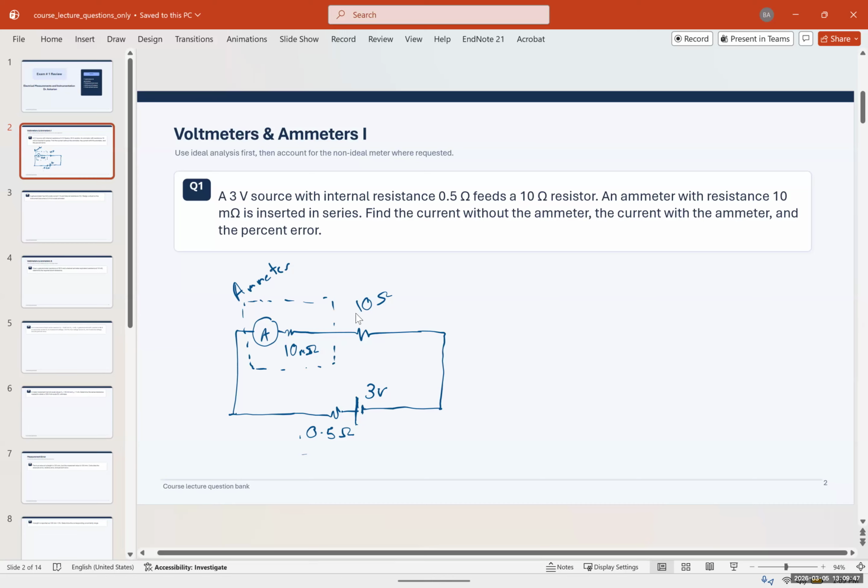What is the percentage of error that you found? Has anyone found it? Now you can use your notes. If you're asking about now, yes, you can use your notes, but on the exam, you can't.